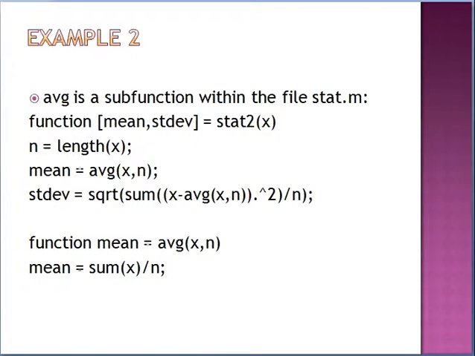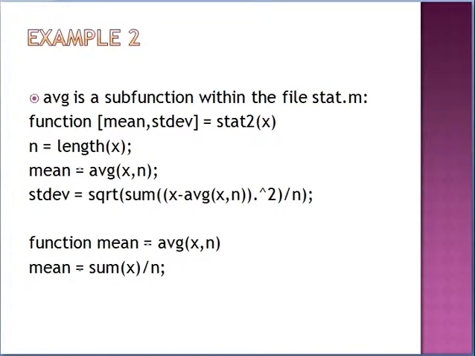Now another example. In this, average is a subfunction within the file state.m. The same file we are taking. The code for this is, first of all, defining the function. Outputs are mean and standard deviation, equal to state2. I am changing the name, and x is the input. n is equal to again the length of x, mean equal to average of x comma n. The standard deviation is again the same, using the function average. We will calculate the standard deviation now.